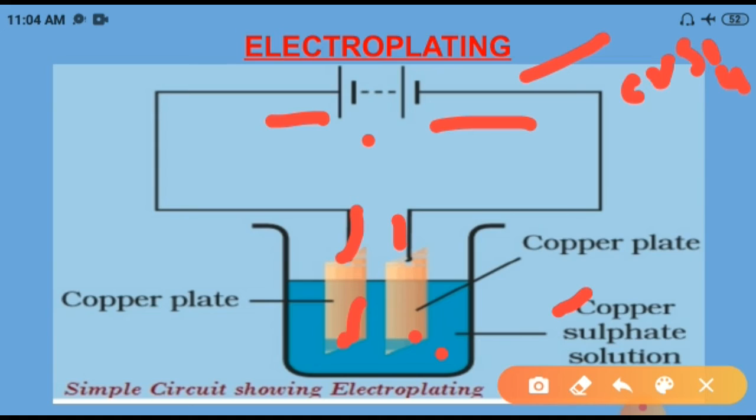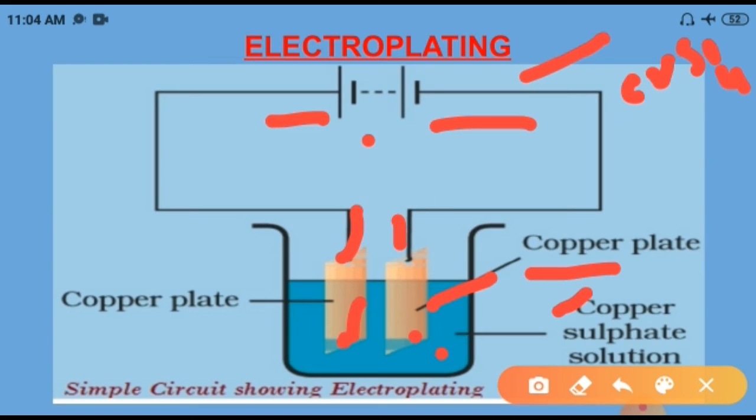So what do you observe here? The current is passing through the copper plates, and what is the result? The copper sulfate dissociates into copper and sulfate, and the free copper gets drawn to the electrode connected to the negative terminal of the battery.